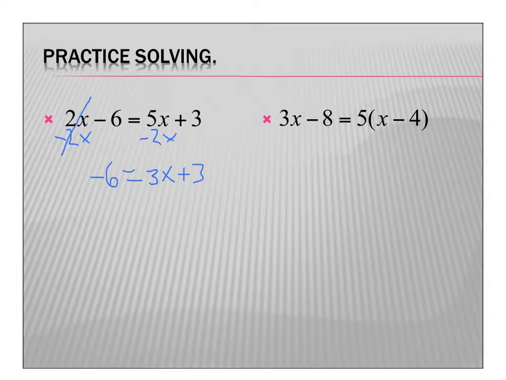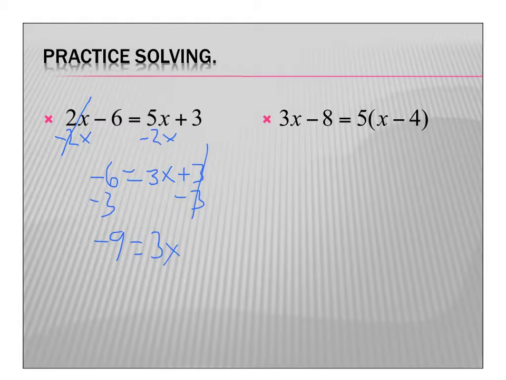Now I want to get that 3x by itself. So to undo the addition here with the 3, I'm going to have to use subtraction. So I subtract 3 on both sides, and I get negative 9 on the left equals 3x, and these 3's cancel, so that's all I'm left with.